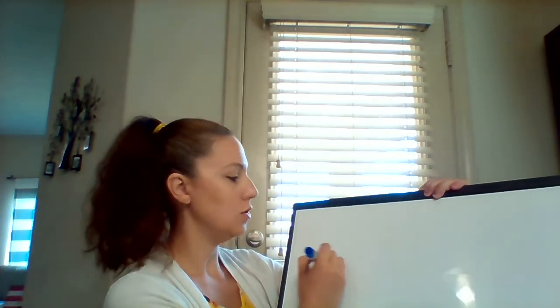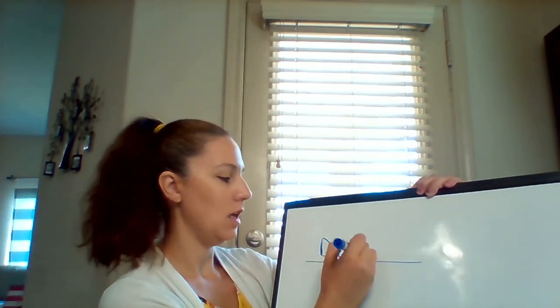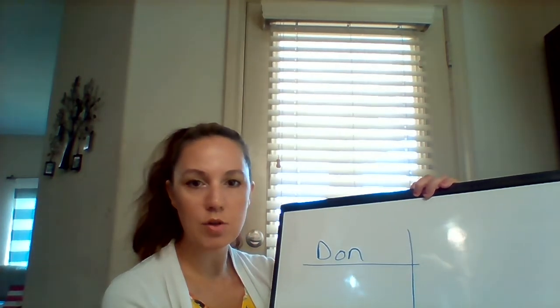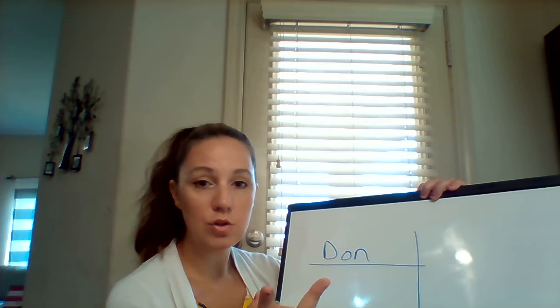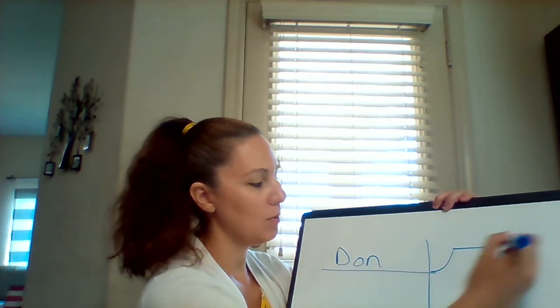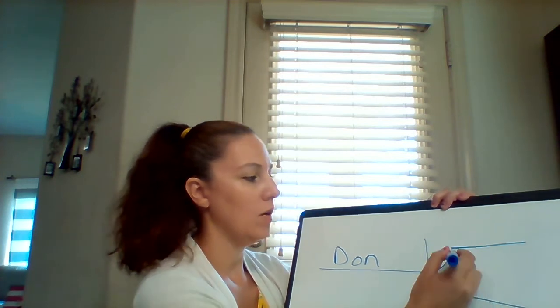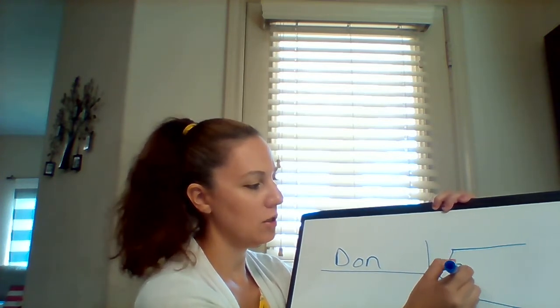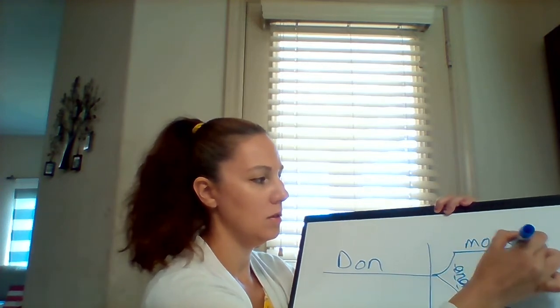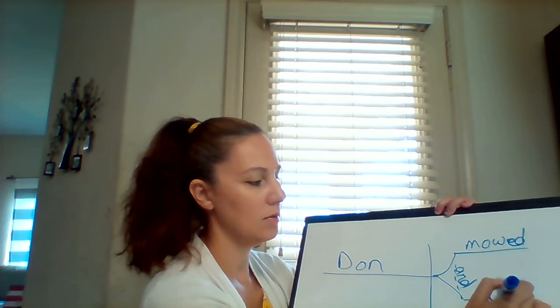So the sentence is Don mowed and raked the lawn. So you only have one subject, that's Don. Don's doing all the action. He goes right there. You still have your vertical line to separate the subject and predicate. There's two things he's doing. He's mowing and raking. So we got to split it. Okay, and is our conjunction. It's splitting them up. And he mowed and he raked.